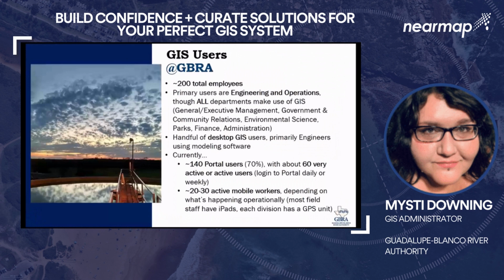So I've mentioned this a little, but about the actual users we have at GBRA, we have about 200 employees. Most of the GIS users are engineering and operations, but we do have users from all departments, including, like I said, the management team and our environmental science. Just a handful of desktop users. We just don't use a lot of desktop. I mean, myself and my GIS analysts do a lot, but most of the rest of the agency uses Portal and web GIS.